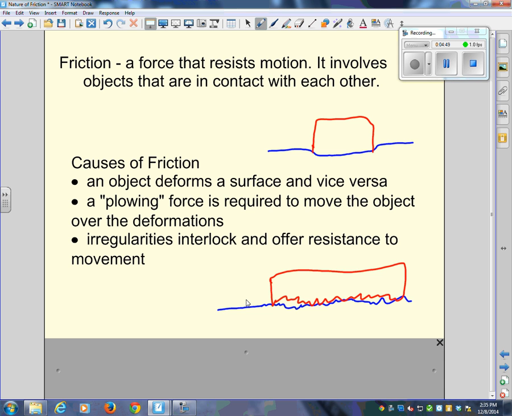So friction, in other words, what I'm getting at is friction isn't really well understood. They can't really say, well, it's because of this. It's still being debated.